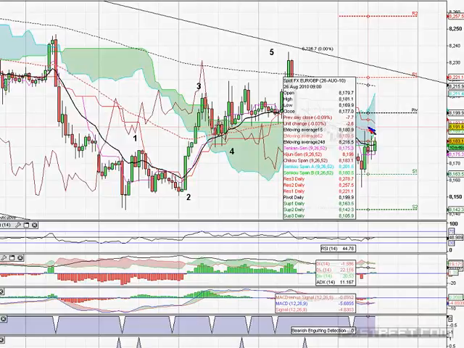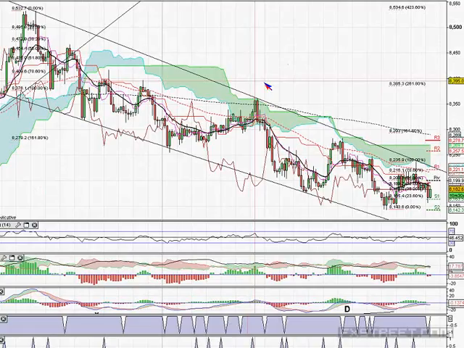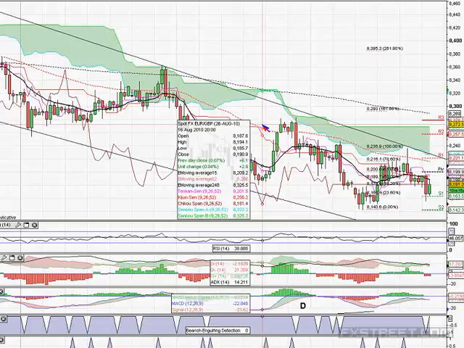Any questions? Because I've got to wrap this up. If this trade works out, I'll be looking to take it a long way, at least up to this sort of level to start with. Any questions? We've got to wrap it up in a sec because we've got somebody else coming on board.